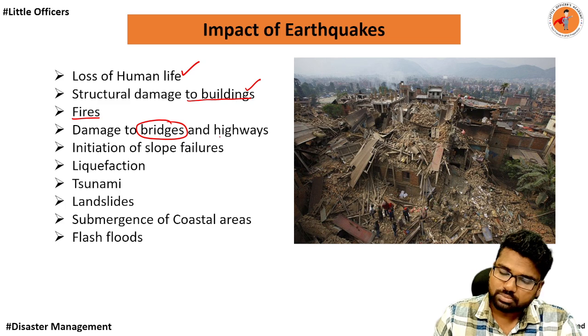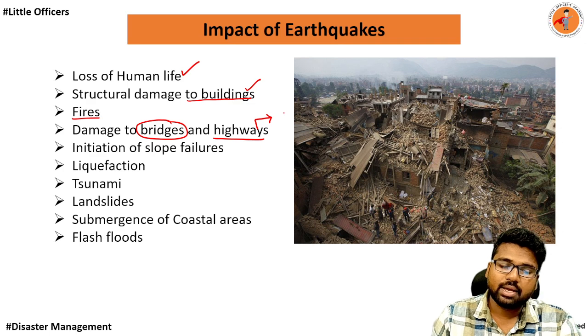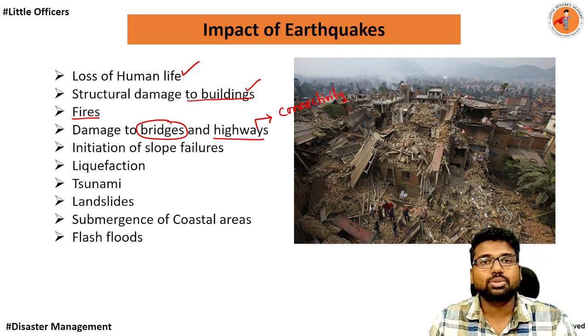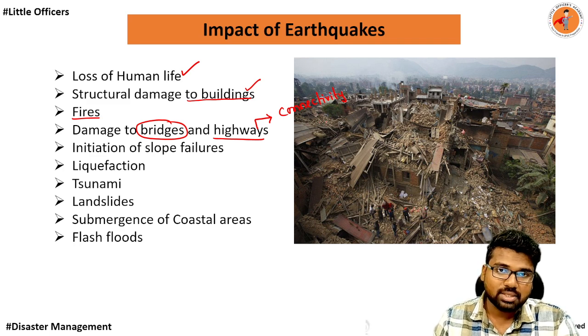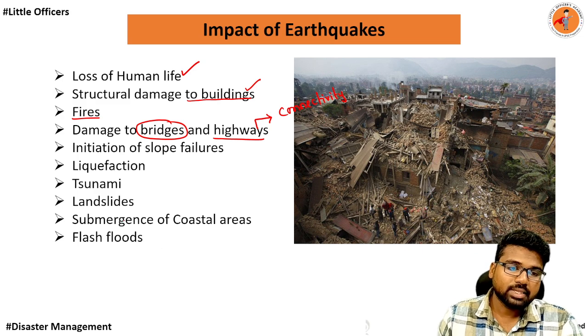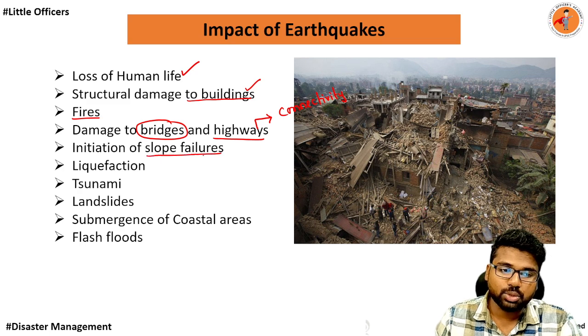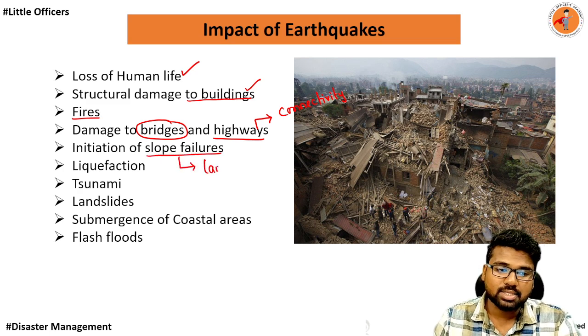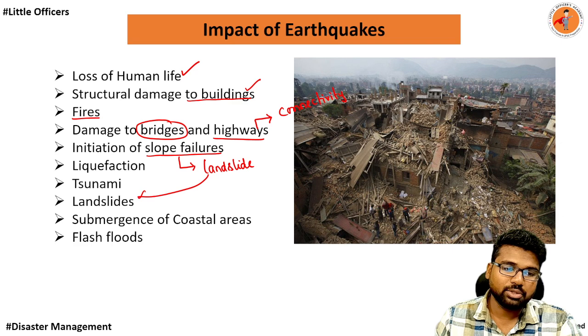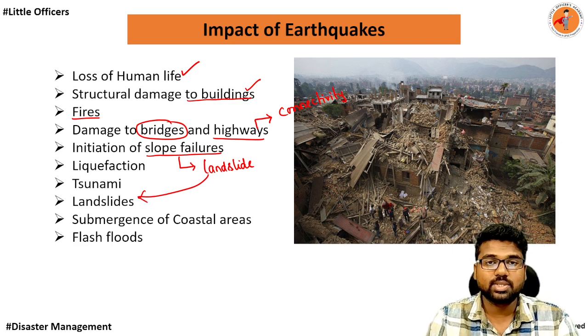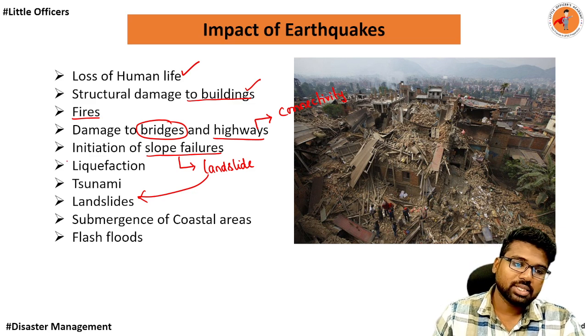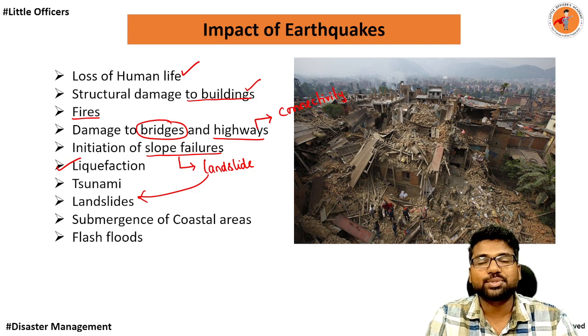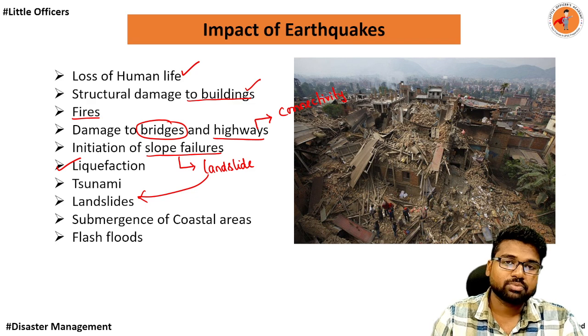Similarly, damage to the highways. As a result, we may lose physical connectivity, and even digital connectivity due to loss of digital infrastructure, such as mobile towers or fiber cables. Then initiation of slope failure. This slope failure can lead to landslides, and a landslide itself is a disaster which can bury the low-lying areas or low-lying lives. Similarly, liquefaction, where there can be saturation of soils with water due to penetration of water, or it can lead to tsunamis, landslides, or flash floods.